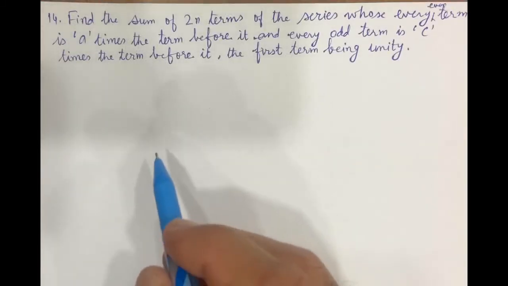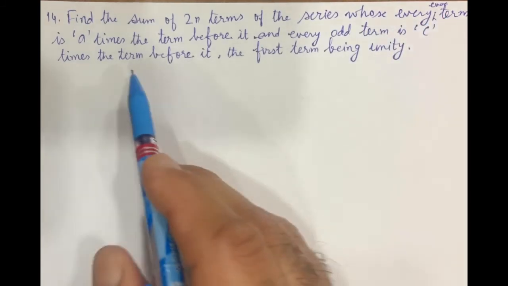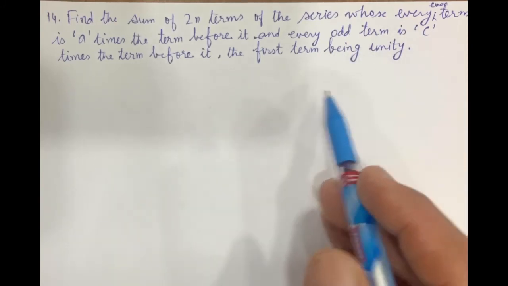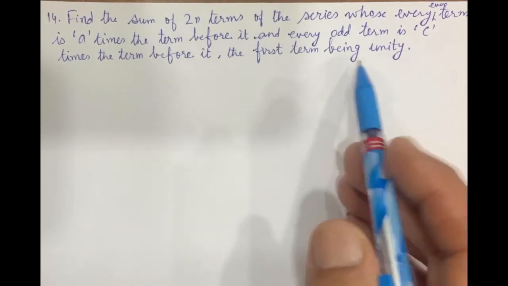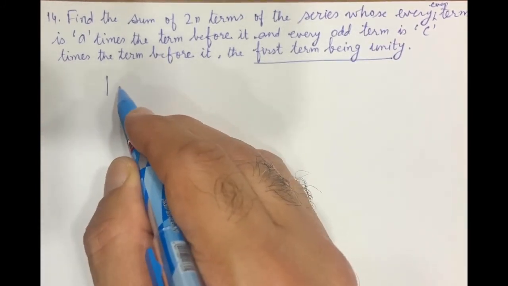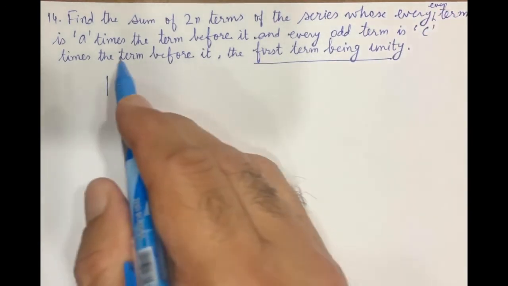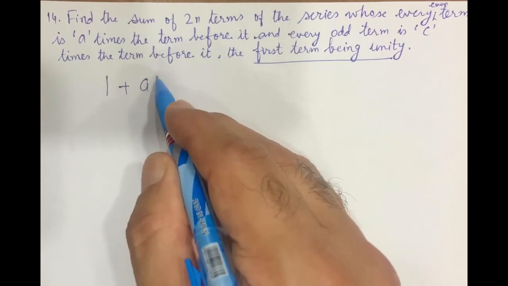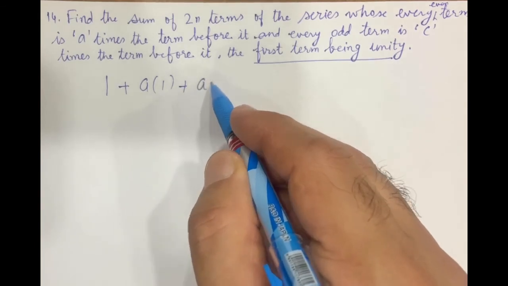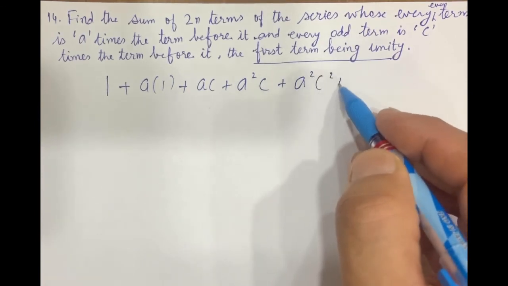Last question, we have to find sum of 2n terms of a series whose every even term is a times the term before it and every odd term is c times the term before it, the first term being unity. So we start from this. First term is 1. Next we have second term which is even term. Every even term is a times the term before it. It's a into 1. And every odd term is c times the term before it. It's a into c. Next will be a square c. Then it's a square c square and so on.